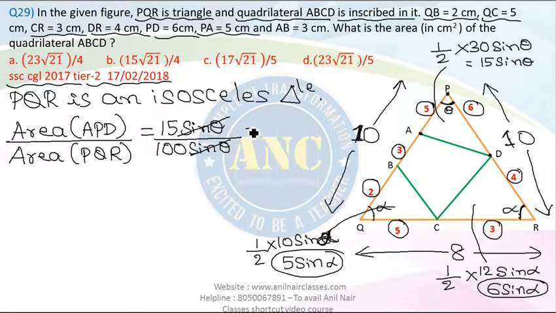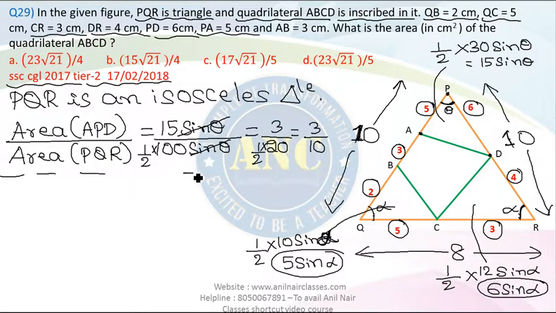These two will cancel. 3 into 5 is 15, and 5 into 20 is nothing but 100, but in this case I forgot to write it as half, so it is half into the product, so it is actually half of 20. The final value of this ratio will be 3:10. I hope you are understanding, right?